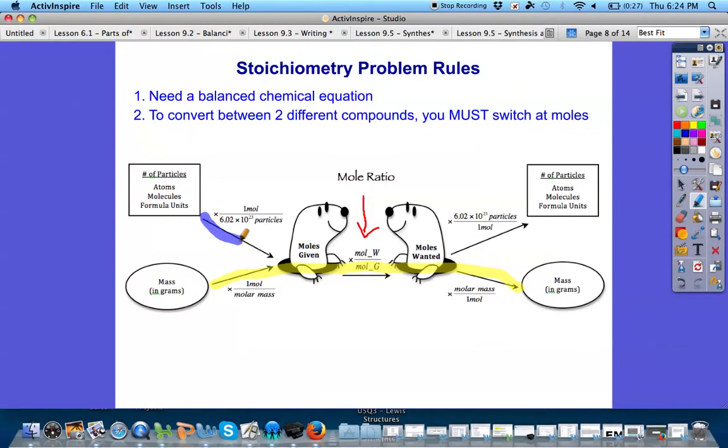So we're going to talk about how we can go from particles of one chemical to particles of another chemical. We're also going to see that you can go from mass of one chemical to particles of another chemical, and particles of one chemical to mass of a different chemical. So there's a total of 4 different pathways that we can use here.